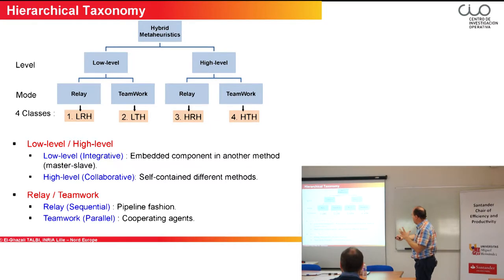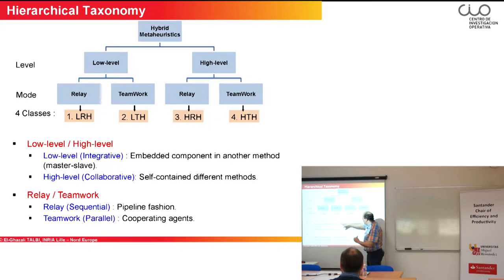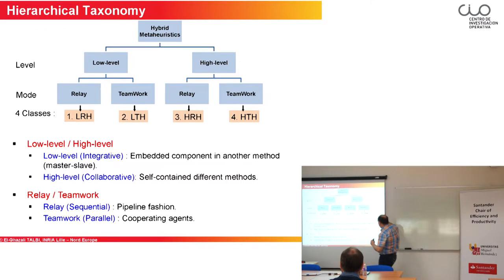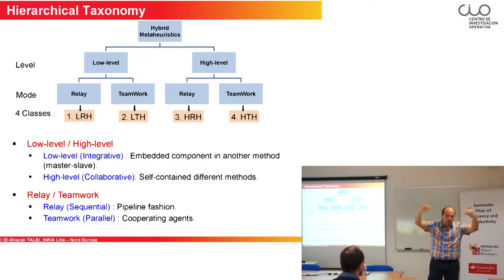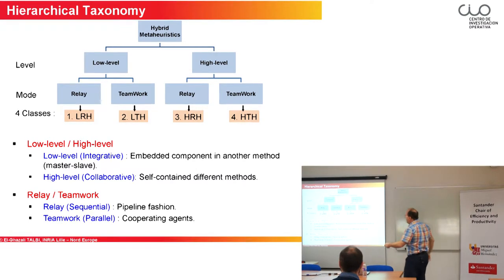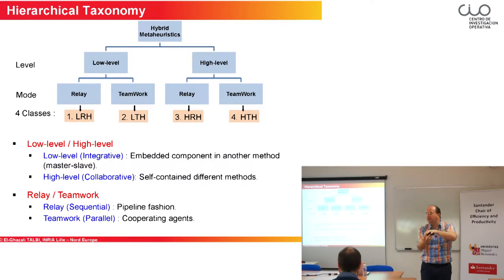So low level, what do I mean by low level? It means that I will take a component from a given algorithm and embed it in another method. It means that I will change the internal structure of the algorithm. But in high level, I will not change the internal structure of the algorithms. I will just collaborate between them. Okay? I will give you some examples for each class and then you will see the difference. Low level is integrative. It means that you will change the internal organization, the specification of the algorithm. High level is collaborative. You will not change the internal. It's like you have black boxes and you collaborate between those black boxes. In low level, you will change the inside of the algorithms.